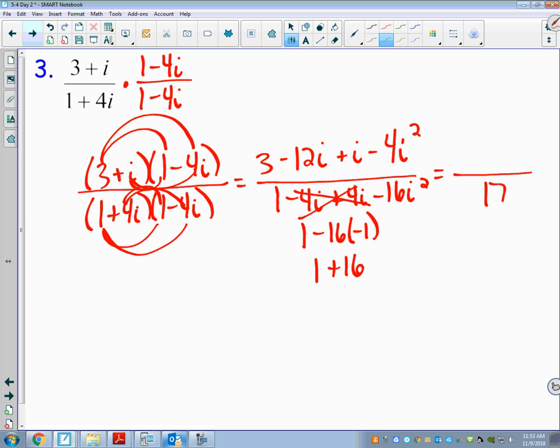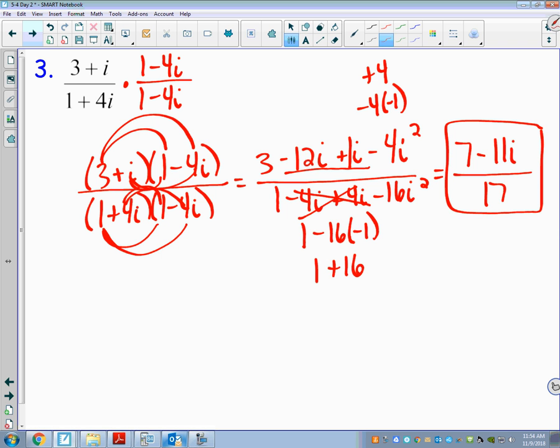On the top, this is negative 4 times negative 1 here, which is plus 4. So 3 plus 4 is 7. And then negative 12i plus 1i would be negative 11i. And again, you can leave your answer like that, or you can break it up as the real part, 7 over 17, minus 11 over 17i, the imaginary part. So that's the last step with simplifying with imaginary numbers.